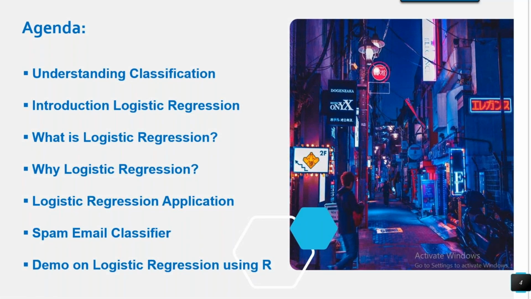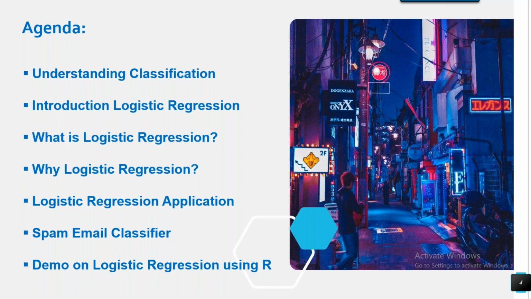Then this is your main agenda, that today we want to learn logistic regression. So before logistic regression, you definitely have to understand the different kinds of classification, and in classification you have to learn the introduction to logistic regression. Then what is logistic regression, why logistic regression, and logistic regression applications, a spam email classifier, for example, a simple example. And a demo on logistic regression using the R language, showing how we create a model in R. So that is the case.